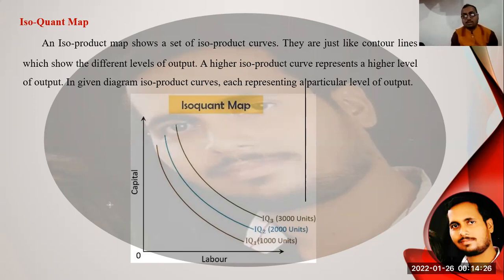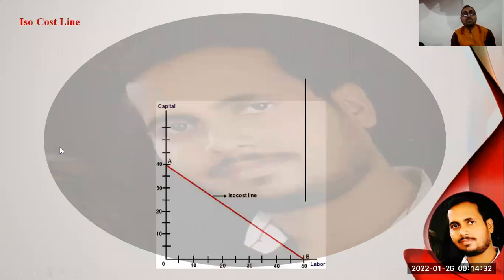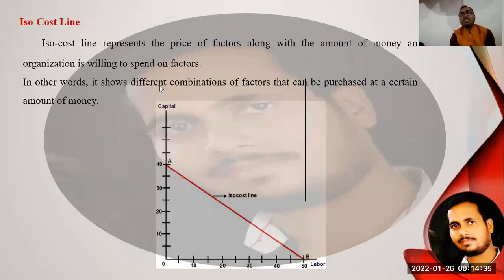Now, students, we are focusing on another one, that is the IsoCost line. Students, the IsoCost line represents the price of the factors along with the amount of money an organization is willing to spend on factors. In other words, it shows different combinations of the factors that can be purchased at a certain amount of money. Say here, if the entrepreneur makes a set of expenditures, on that set of expenditure they have various combinations of expenses.